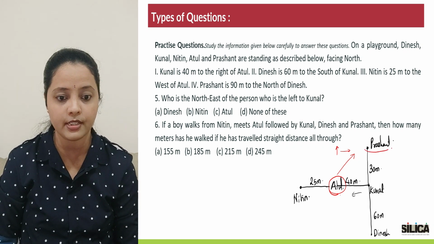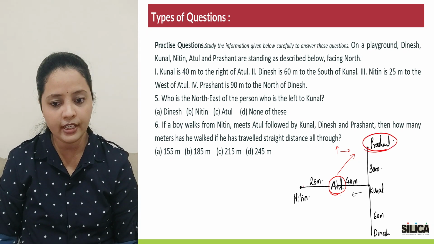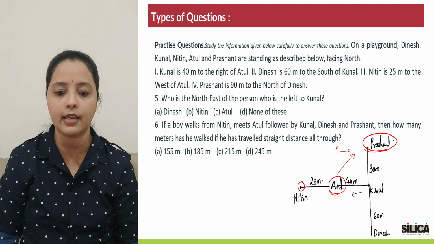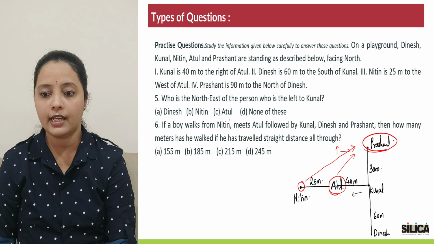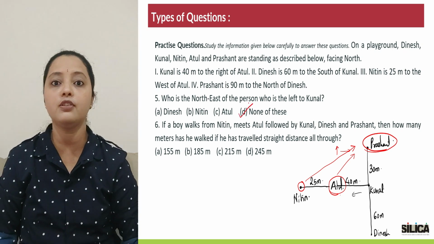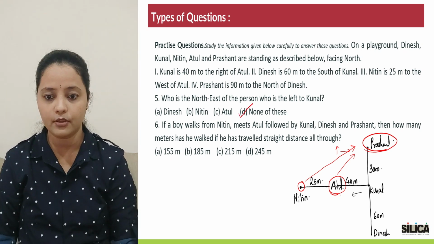So who is the person? It's obviously Prashant. Even if you take reference of Nitin, it would still mean the same. Check northeast, top, right hand side. So our answer would be Prashant. It's not there in the option. So your answer would be none of these. Then going to the next one.